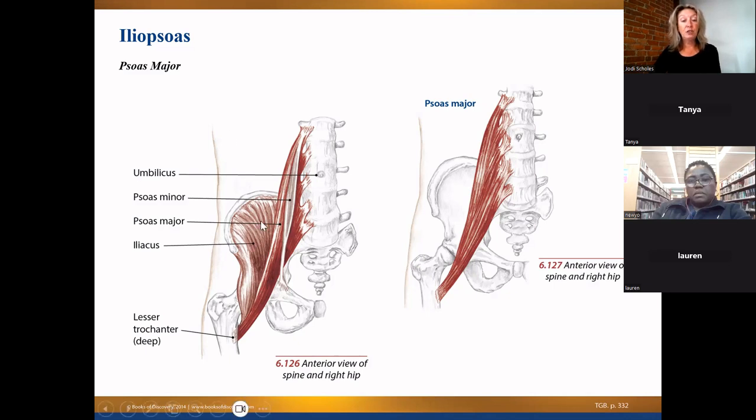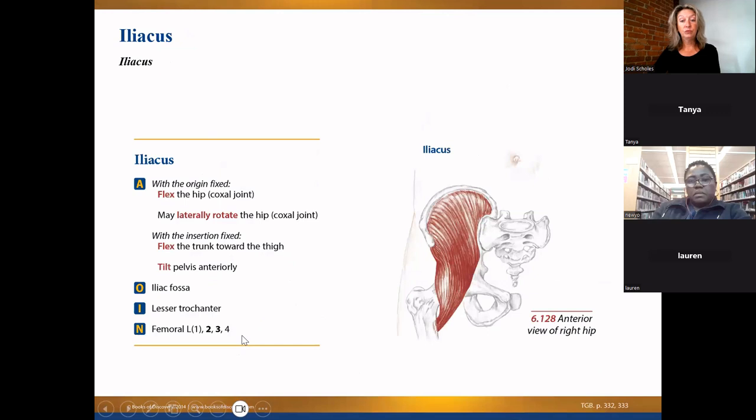Here's a lovely picture of the iliacus. The iliacus is all on the inside of your ilium, all in there. And this again is psoas major, and it's attaching at the lesser trochanter of the femur. Again, little iliacus here helps to flex the hip.